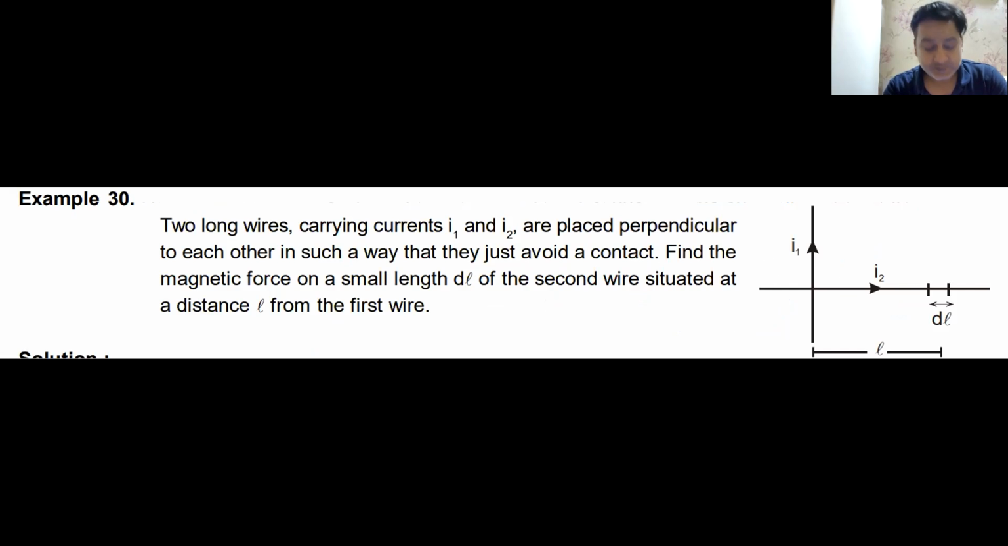The question is pretty simple. I have two infinite wires, I1 and I2, and you have a small element dl of the wire. They're asking you to find out the force between the two wires. I think you can do it. Yes or no? Okay, I'll give you 2 minutes to solve it.